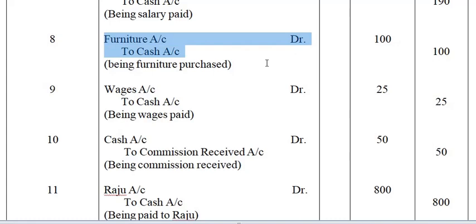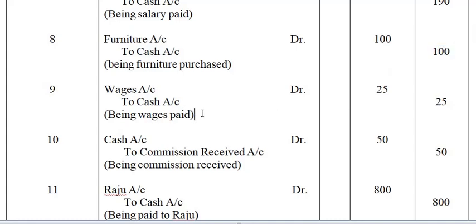Okay, so both furniture and cash, they are real accounts. So when you purchase furniture, furniture is actually coming in. Furniture comes inside your business. Okay, furniture is increased, so debit the furniture, and cash is going out, credit it.